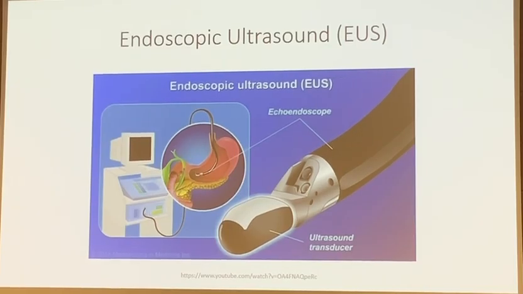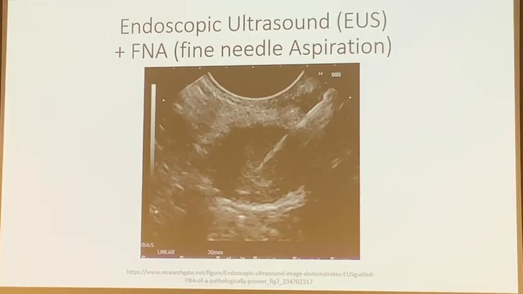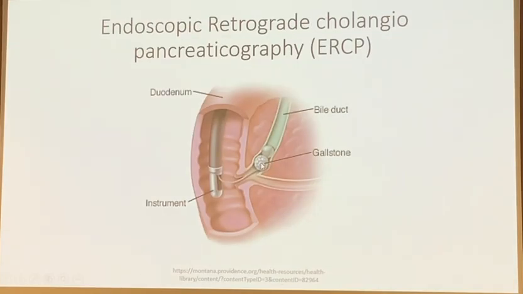What if I have a lesion in the stomach wall or the esophageal wall and I want to look into it closer? I can use endoscopic ultrasound. I can also take FNA biopsies, and you see the needle here? The needle is going exactly into this lesion, the rounded lesion here.